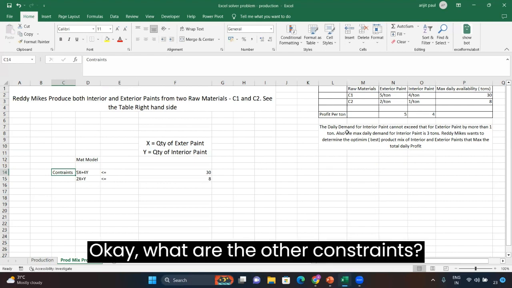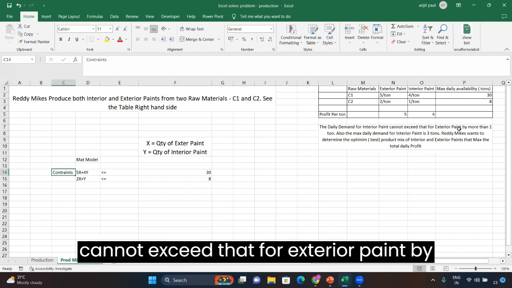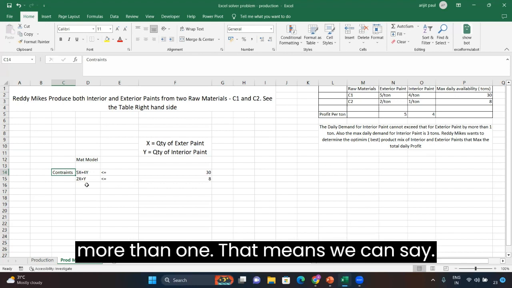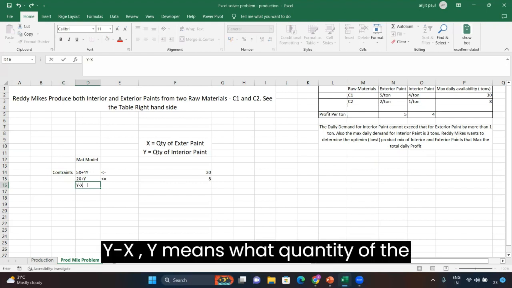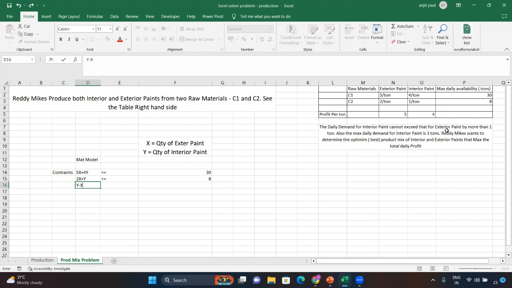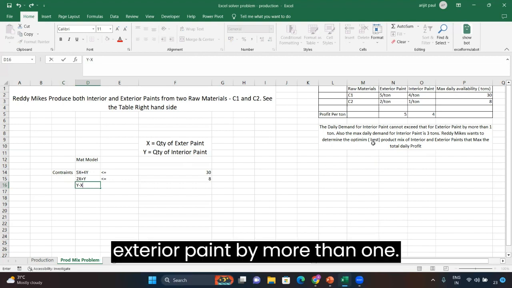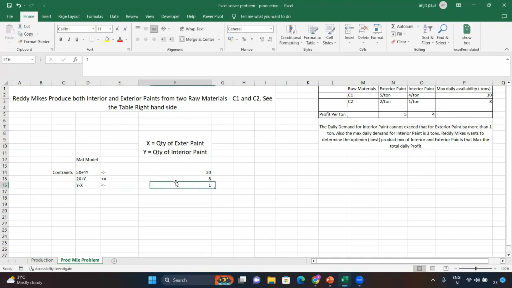Okay, what are the other constraints? The daily demand for interior paint cannot exceed that for exterior paint by more than 1. That means we can say y minus x. Y means the quantity of interior paint cannot exceed the exterior paint by more than 1, so it should be less than or equal to 1.